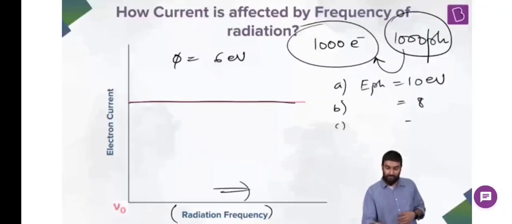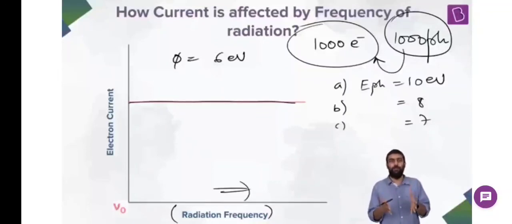Let's say case C was equal to 7. In all of these cases, electrons are indeed going to get released. Ideal case scenario, 1000 electrons, right? So all of these cases will have what? 1000 electrons. So the current is going to be the same.